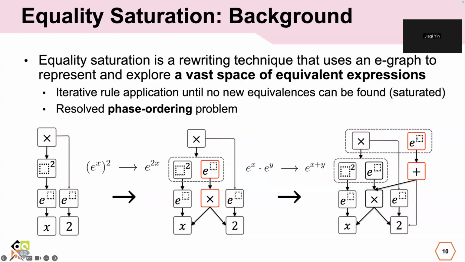BoolE is built on the principle of equality saturation. This is a powerful rewriting technique that uses an E-graph, or equivalence graph, to efficiently represent and explore a vast space of functionally equivalent expressions. Rewriting rules are applied iteratively to this E-graph. This process continues until no new equivalence can be discovered, at which point the E-graph is considered saturated. Here we provide an example of E-graph rewriting from left to right through two separate rewriting rules.